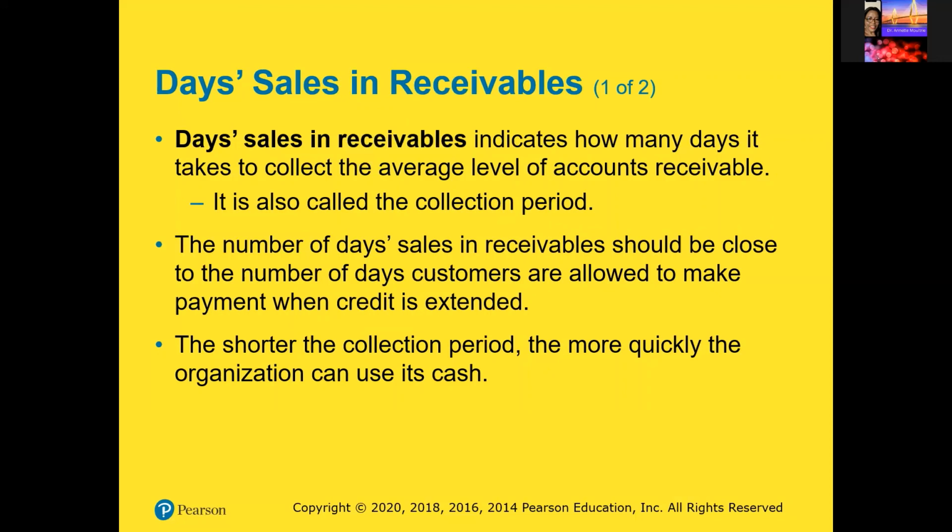When there's a discount, such as 2/10 net 30, the collection period may be shorter than 30 days. Credit terms of net 45 result in a longer collection period than 30 days. However, the shorter the collection period, the more quickly the company can use its cash.